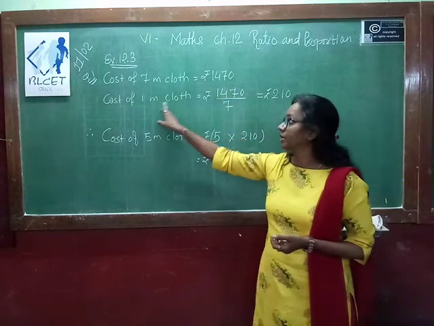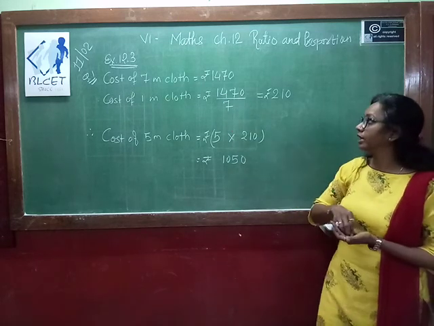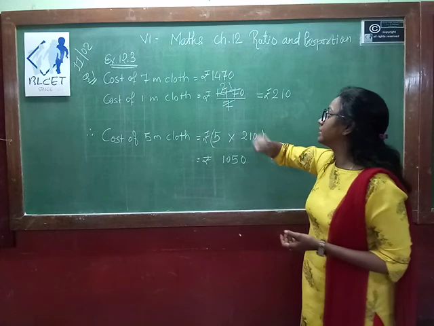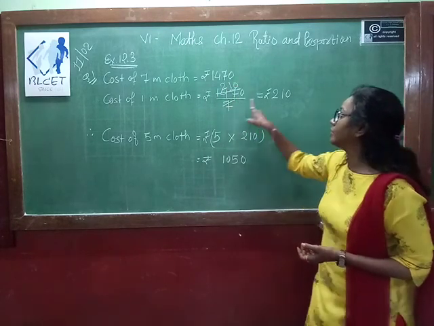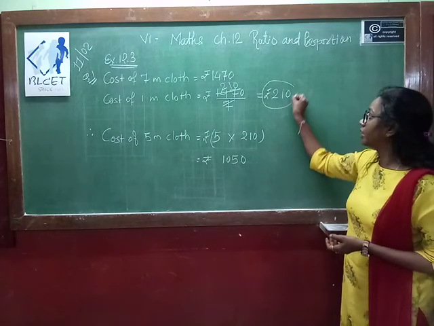So cost of 1 meter cloth is what? 1470 divided by 7. We know that we do the cancellation. 7 4s are 28 and 7 7s are 49... and 0 is left. So what is the answer? Rupees 210. This is the cost of 1 meter cloth.